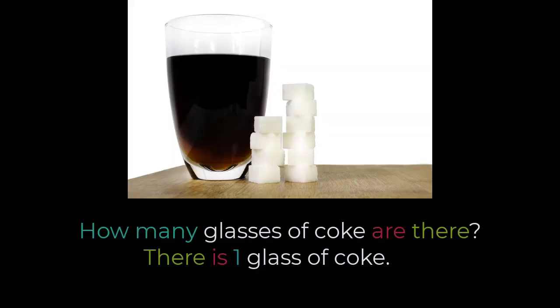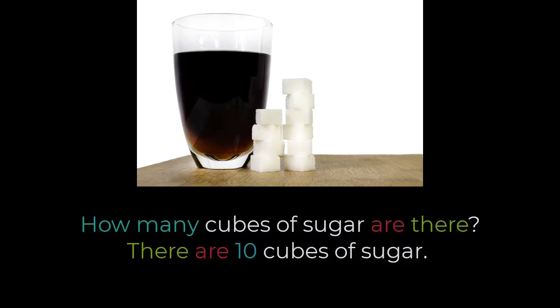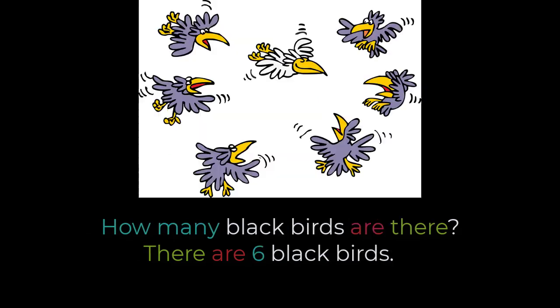How many glasses of Coke are there? There is 1 glass of Coke. How many cubes of sugar are there? There are 10 cubes of sugar. How many blackbirds are there? There are 6 blackbirds.